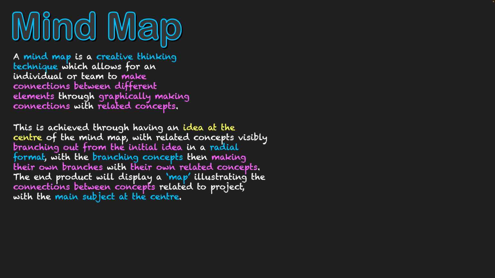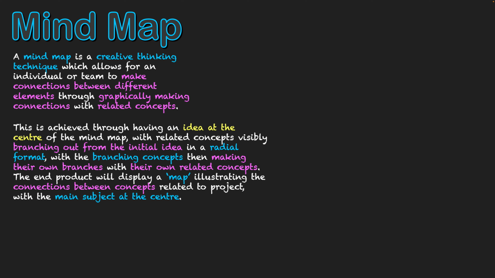This is achieved through having an idea at the center of the mind map, with related concepts visibly branching out from the initial idea in a radial format, with the branching concepts then making their own branches with their own related concepts. The end product will display a map illustrating the connections between these concepts related to a project with the main subject at the center.